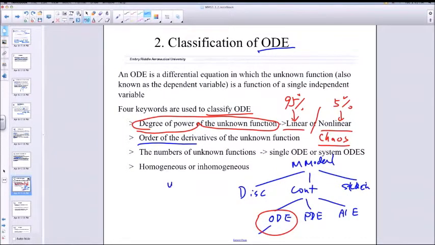The next is called the order of the derivative. If you have a function y(x) you do not know, and take a double derivative in the equation, it is called second order. Take three derivatives of the unknown function, we call it third order. The third word is the number of unknown functions. If you only have one unknown function, you call it a single ODE. Very easy, just one unknown function, like calculus 2, pretty much.